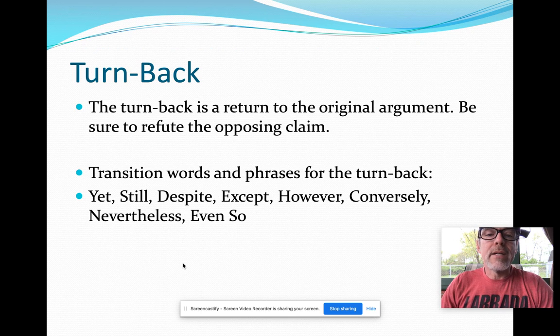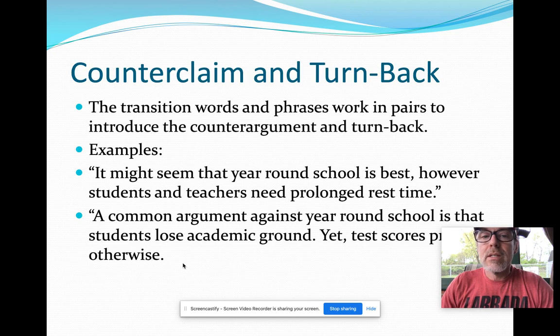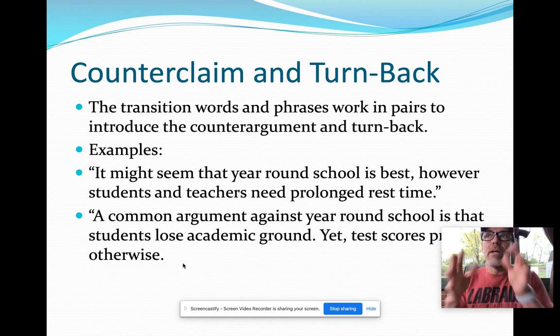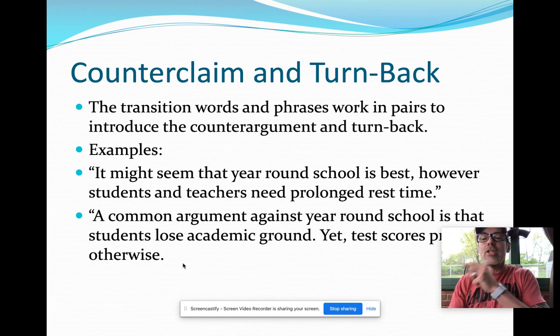And the turnback would be the return back to your original argument, being sure that you will show why the opposing claim isn't as good as your claim. You refute it, okay? For the turnback phrase, words like despite, except, however, conversely, etc. So remember that you introduce the counterclaim, but then you turn it back to your claim. Okay, so remember, in the counterclaim, you wrap up by turning back to your claim.